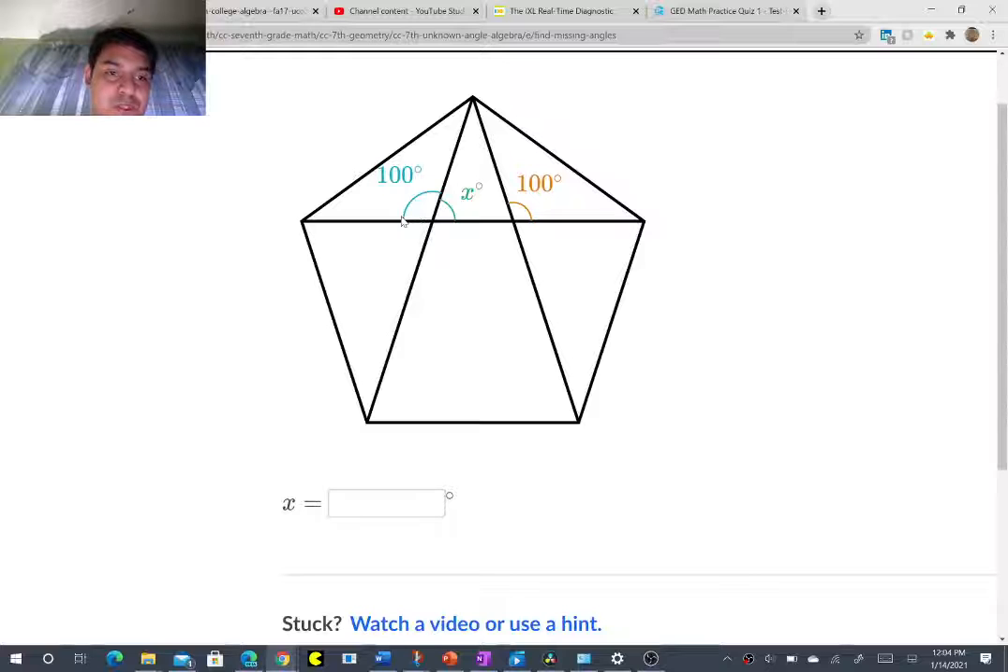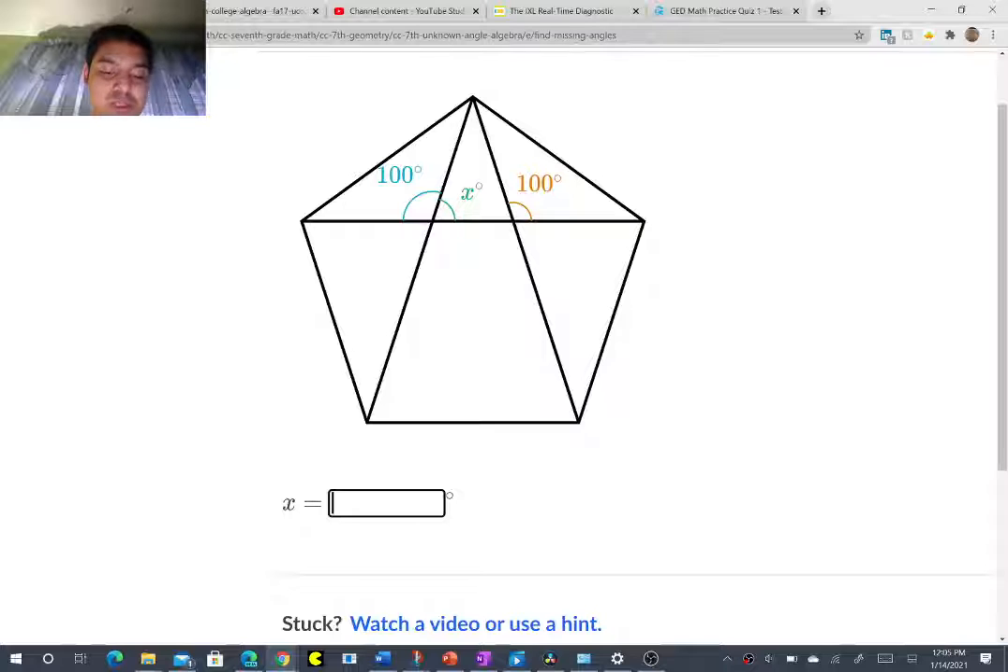Okay, so this one, we have 100 degrees and we have an x degree here. What you have to do is you just have to say 100 plus x is 180. Then you would subtract 100 on both sides, so you would get x equals 80, because this entire part is 180 degrees. And 100 plus 80 is 180, so this one would be 80.